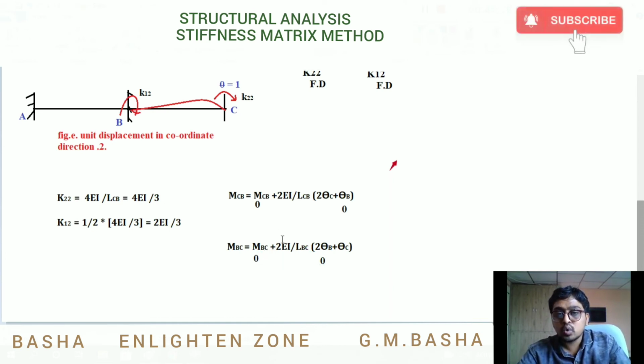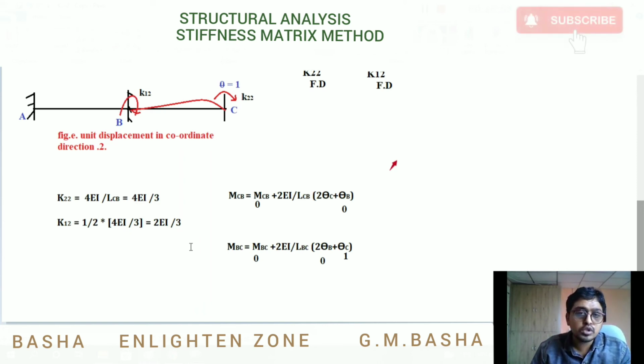And you multiply this one, 2EI by L into theta C. Again theta C will be taken as 1 because of the unit movement. After simplifying, MBC will be equal to 2EI by L, where LBC is 3, so 2EI by 3. You get this K12 directly from the slope deflection formula. Otherwise, you can just carry half of the moment in this span, that is half of 4EI by 3, which is 2EI by 3. So please remember both ways, and you can apply whichever procedure you want.